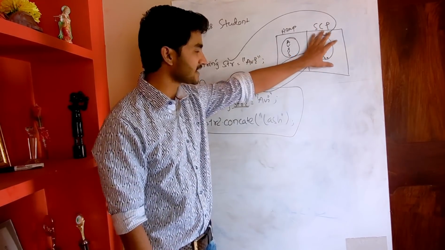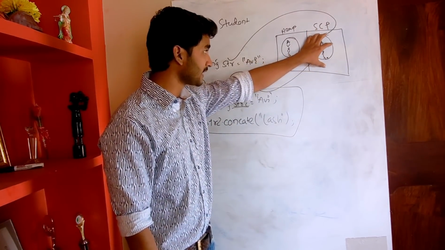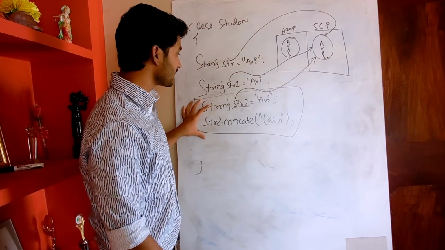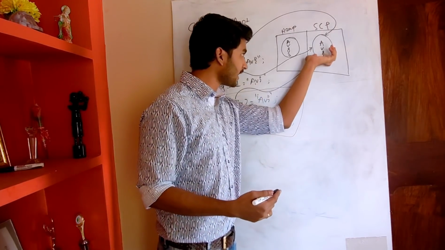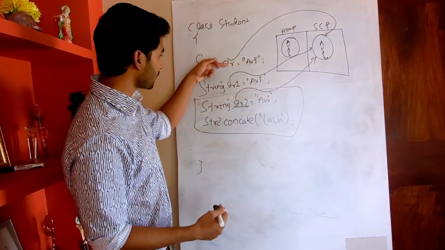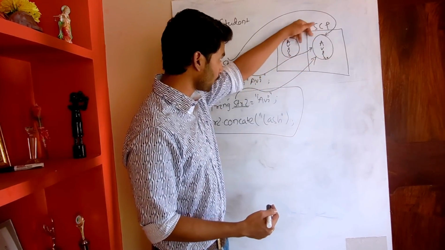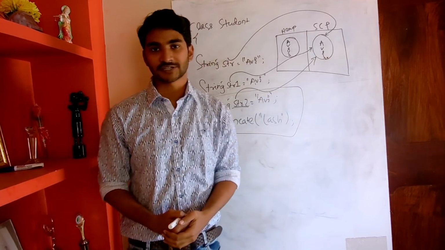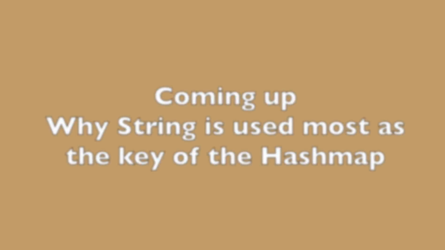All our objects are being cached inside the string constant pool. Because of the string constant pool implementation, the string is immutable, because we just cannot modify the object which is cached inside the string constant pool, because a lot of other references are also pointing to this particular object, right? So this is one of the reasons why string is immutable.